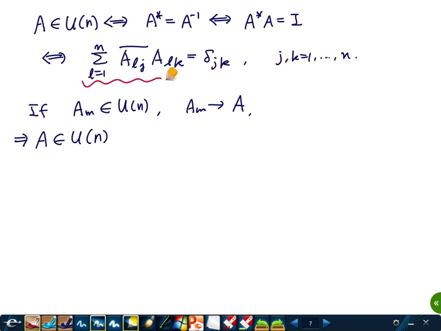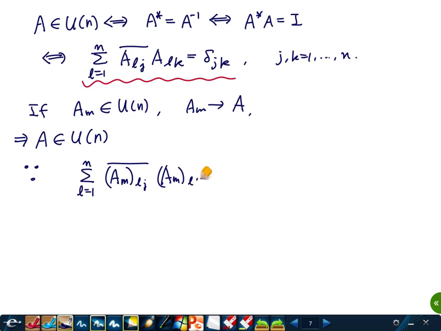Just look at this. Because A_M is here, we have the sum over L from 1 to N. Let's just plug in A_M there: the LJ component of A_M, conjugated, times the LK component of A_M, equals delta JK. We have this for all M, because that's the definition of the unitary matrix.